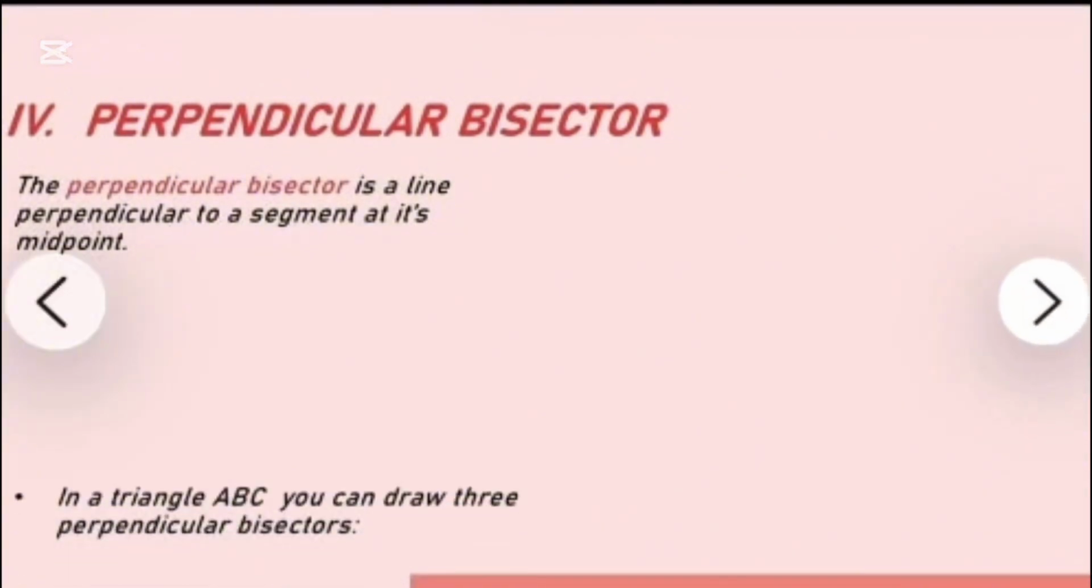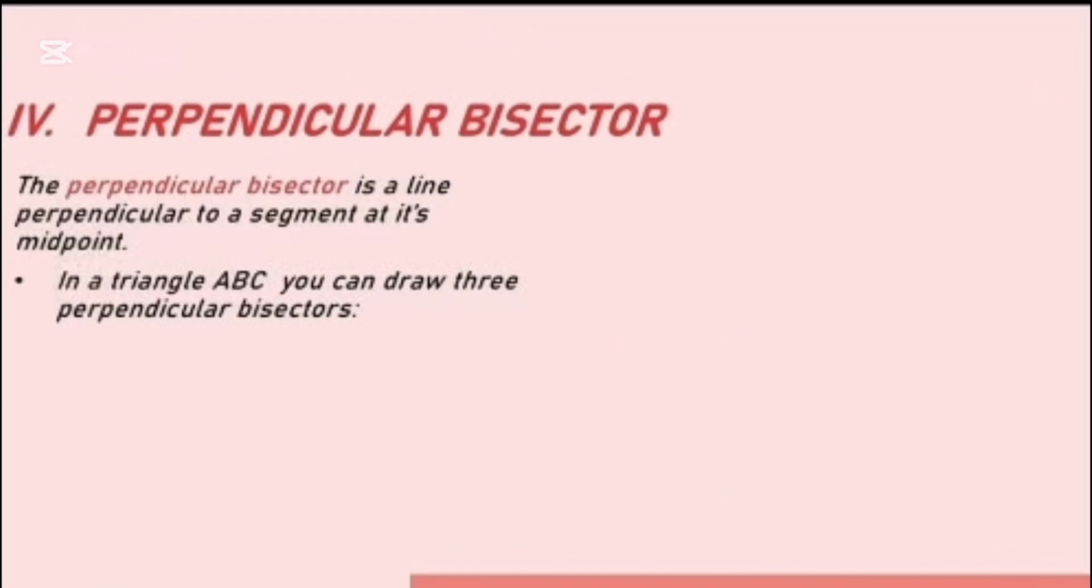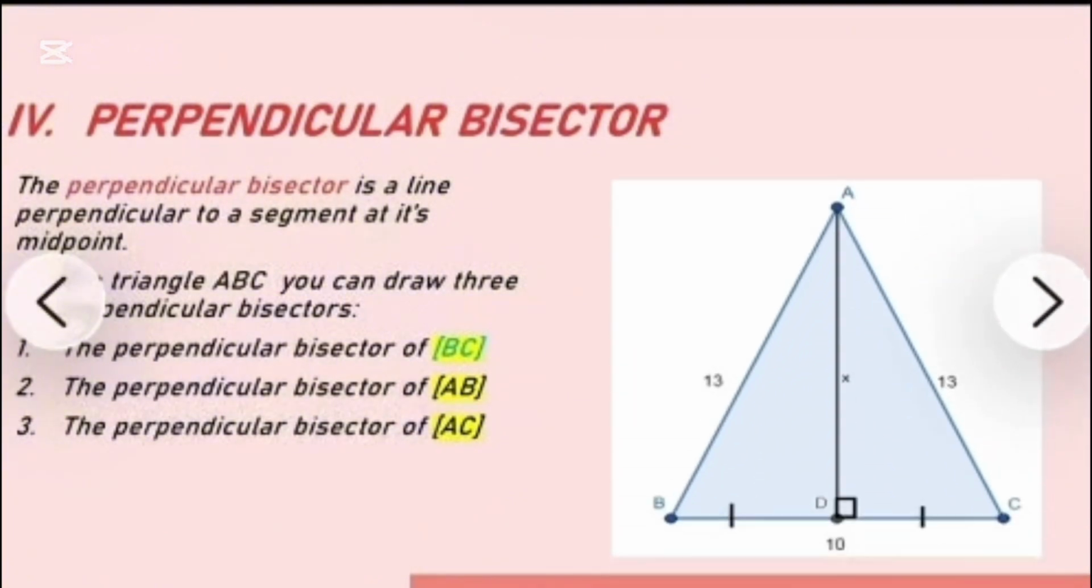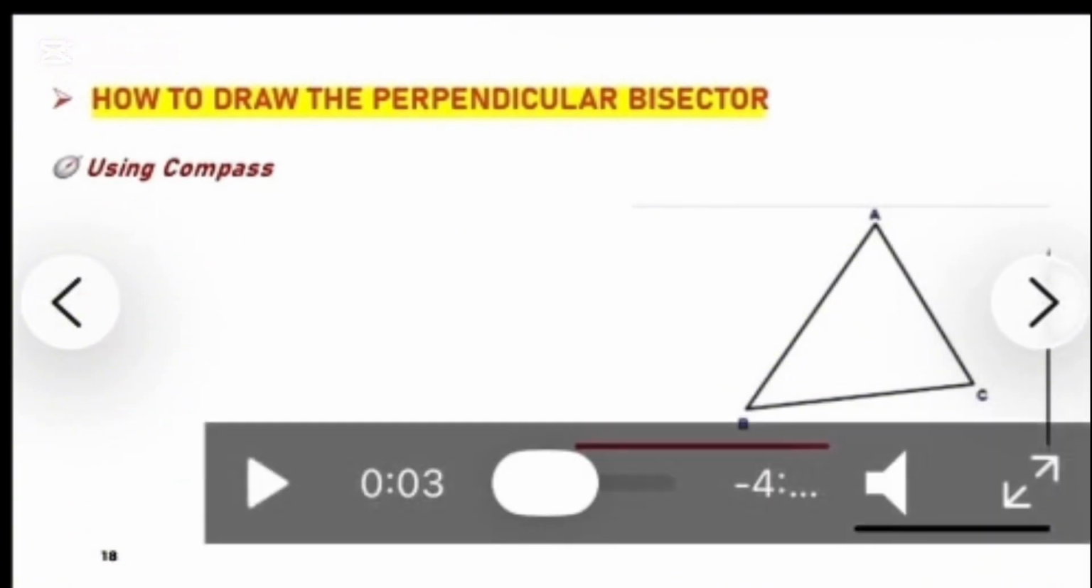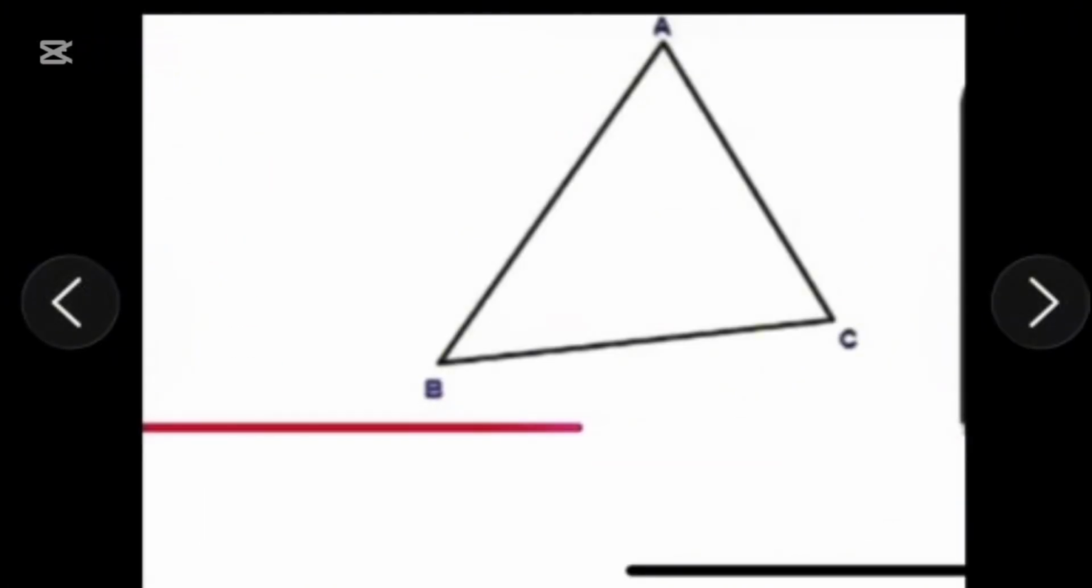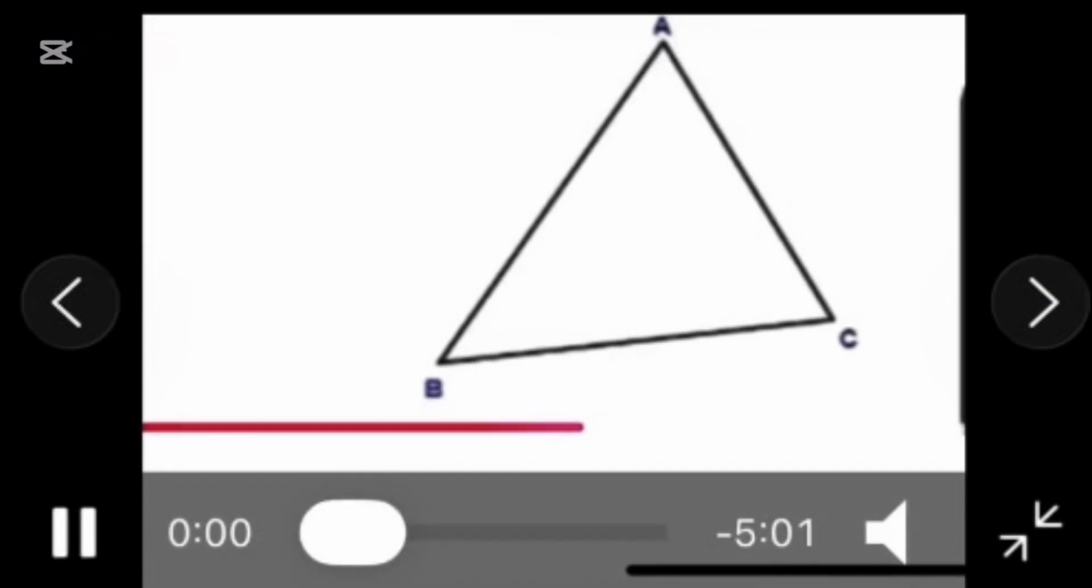Let me ask Noor Abu Zaid, how many perpendicular bisectors can I draw in a triangle? Excellent. So I can draw 3 perpendicular bisectors in any triangle. So, how to construct the perpendicular bisector? Noor Kibrit, do you have any idea? What do we use in order to draw the perpendicular bisector? We use the compass. Let's see this example.